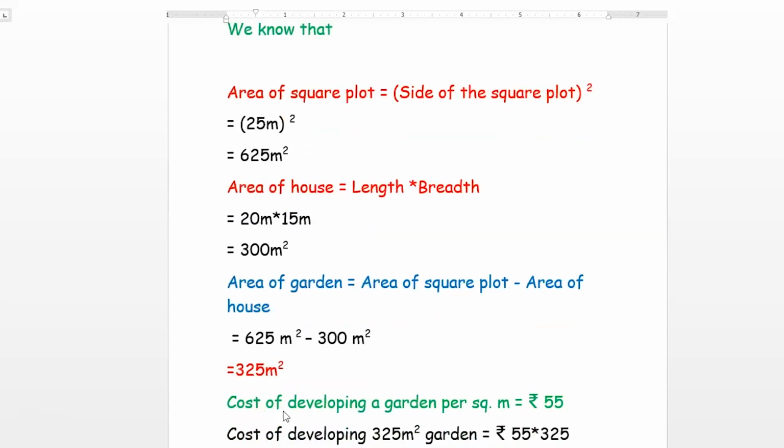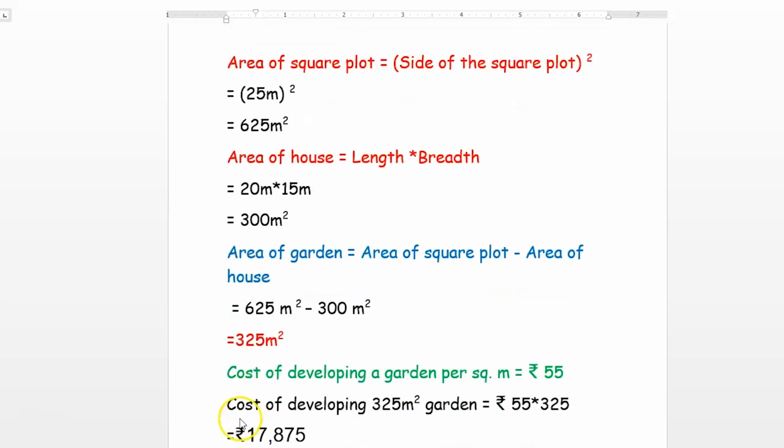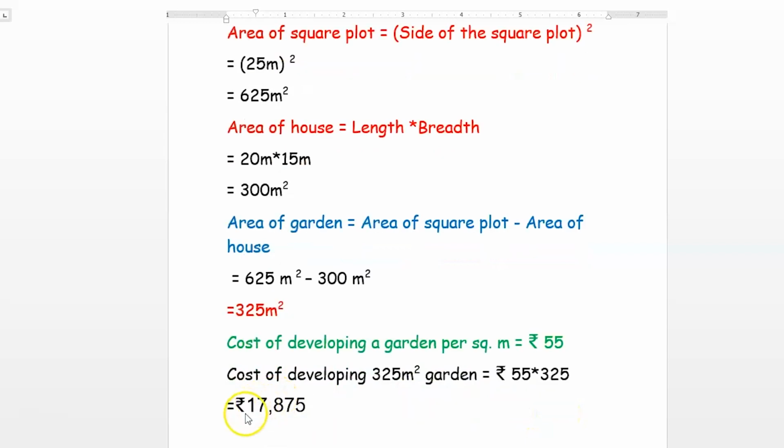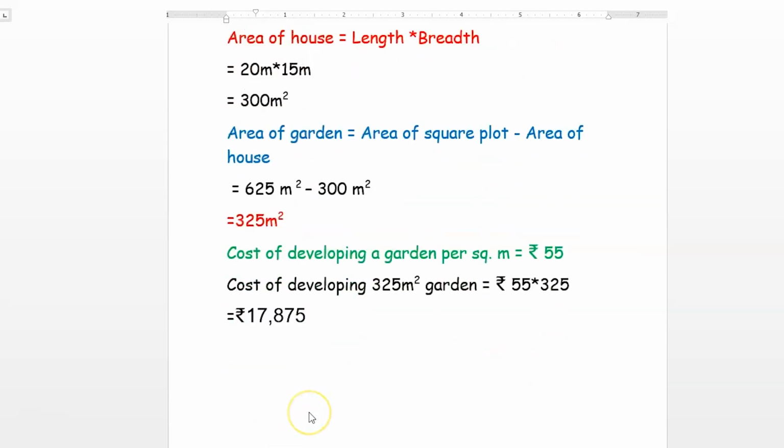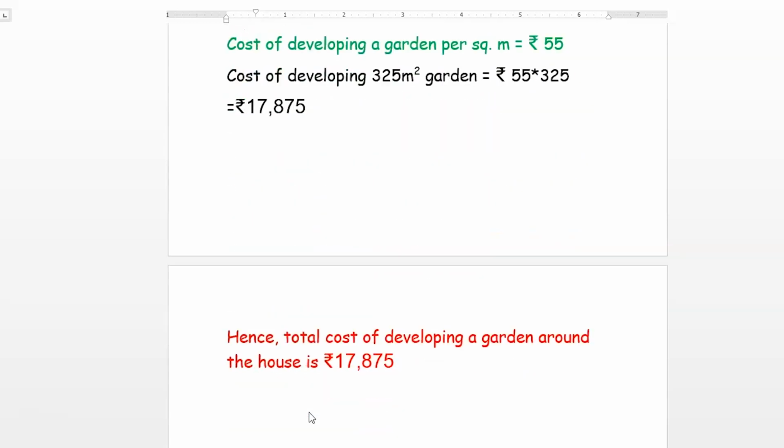Now what is given? The cost of developing a garden for 1 square meter, that is per square meter, is rupees 55. The area of the garden is totally 325 meter square. So the cost of developing a 325 meter square garden is rupees 55 into 325, that is rupees 17,875. Thus the total cost of developing the garden around the house is rupees 17,875.